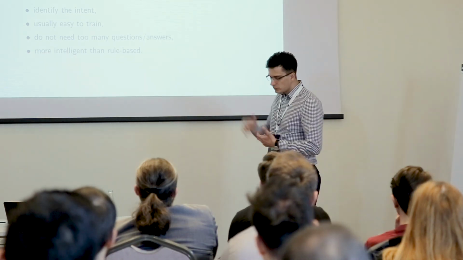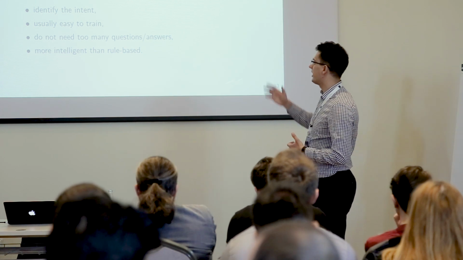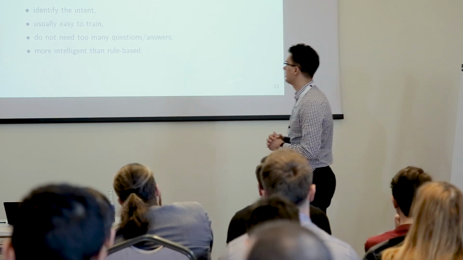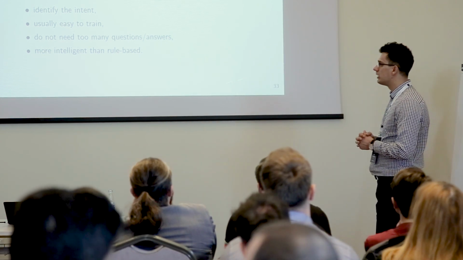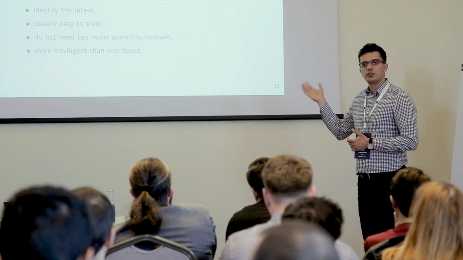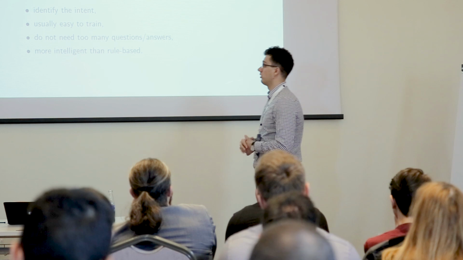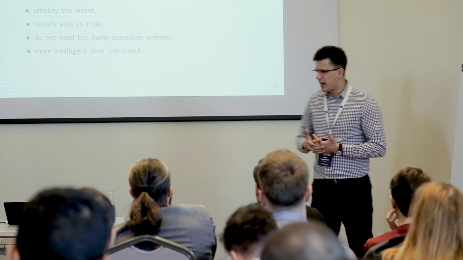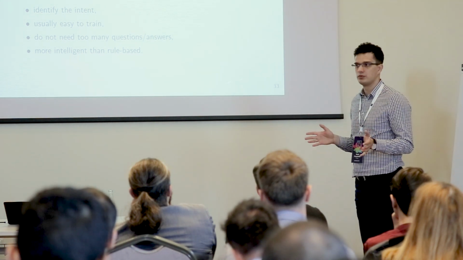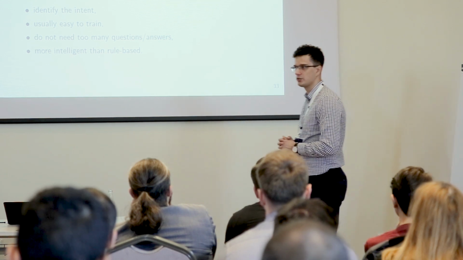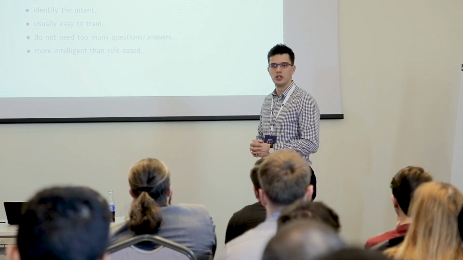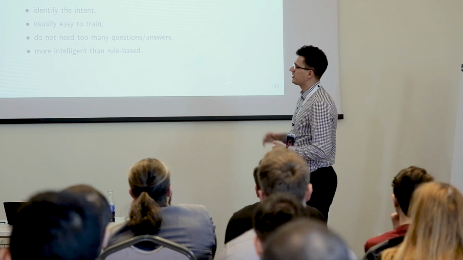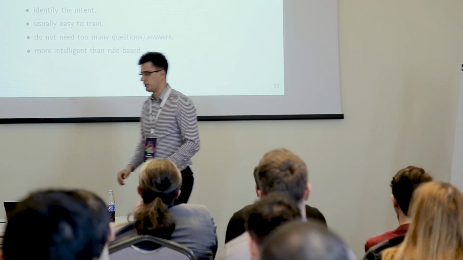If you want something more advanced, you should use Rasa or a similar tool to build retrieval-based chatbots. They are more intelligent, they can identify the intent. They are easy to train, it's not so difficult to train such models. When it comes to Rasa, even if you have 10 examples, it's enough to do some first training. So it's not a huge amount of data you need for the first training. You don't need too many questions and answers. It's way more intelligent than a rule-based chatbot.